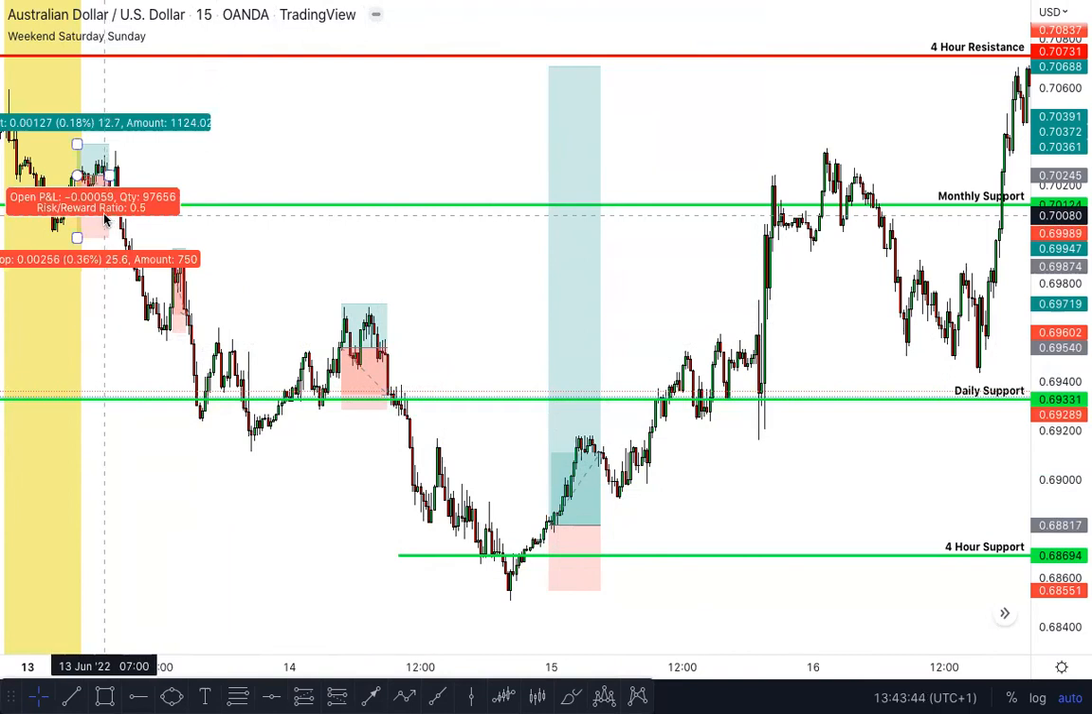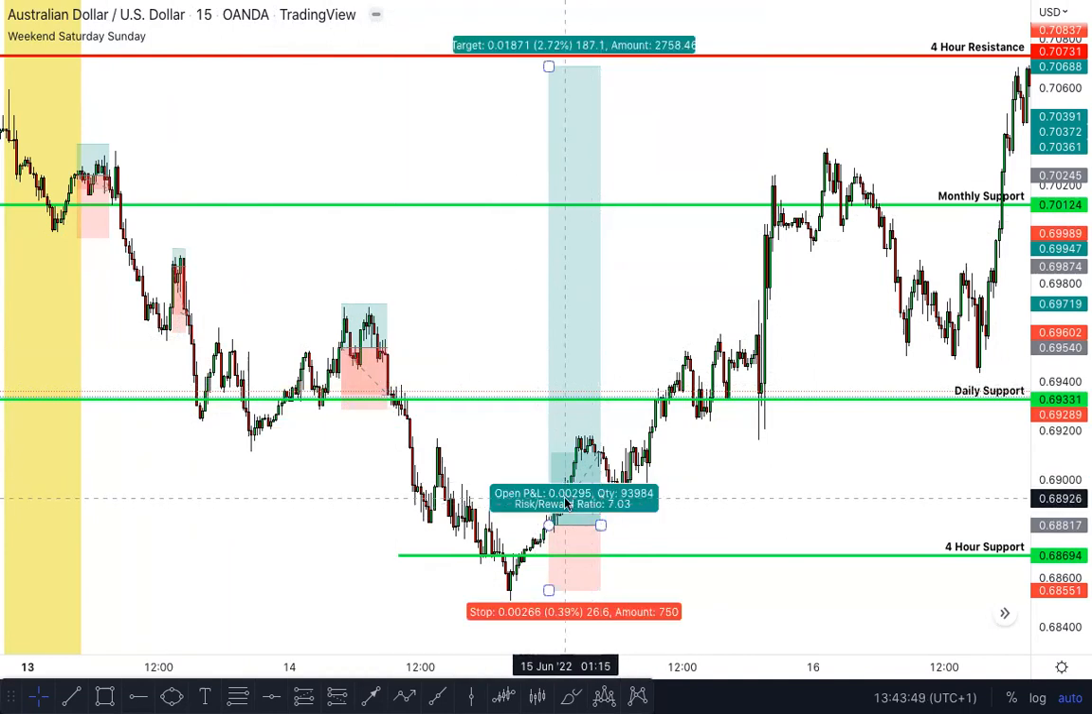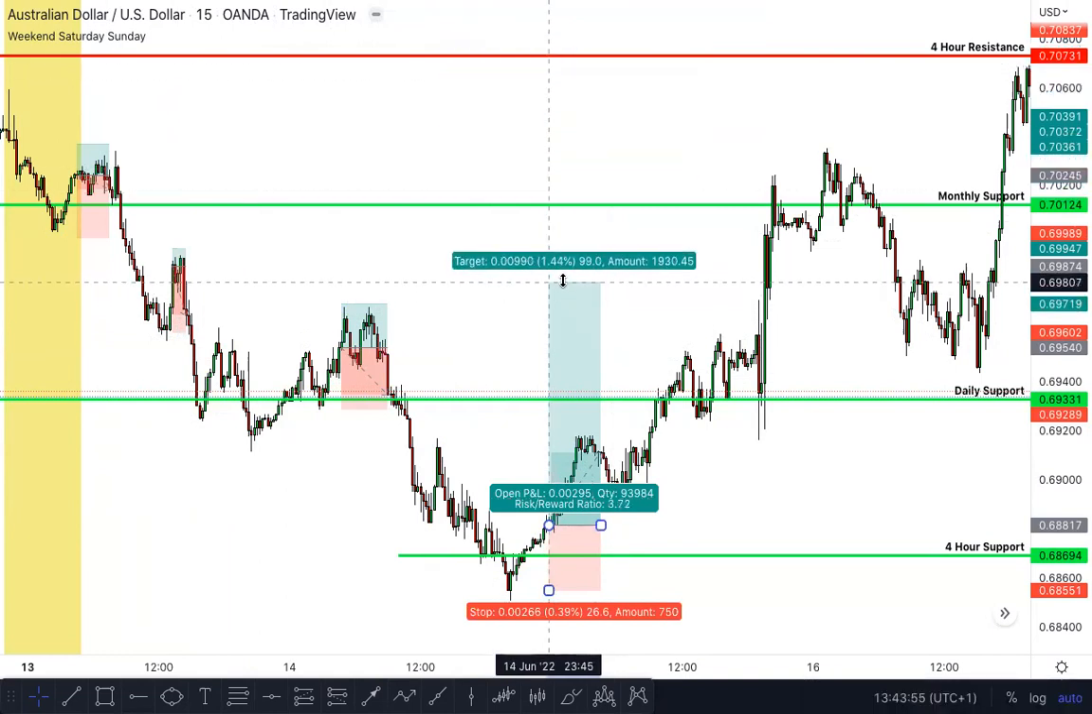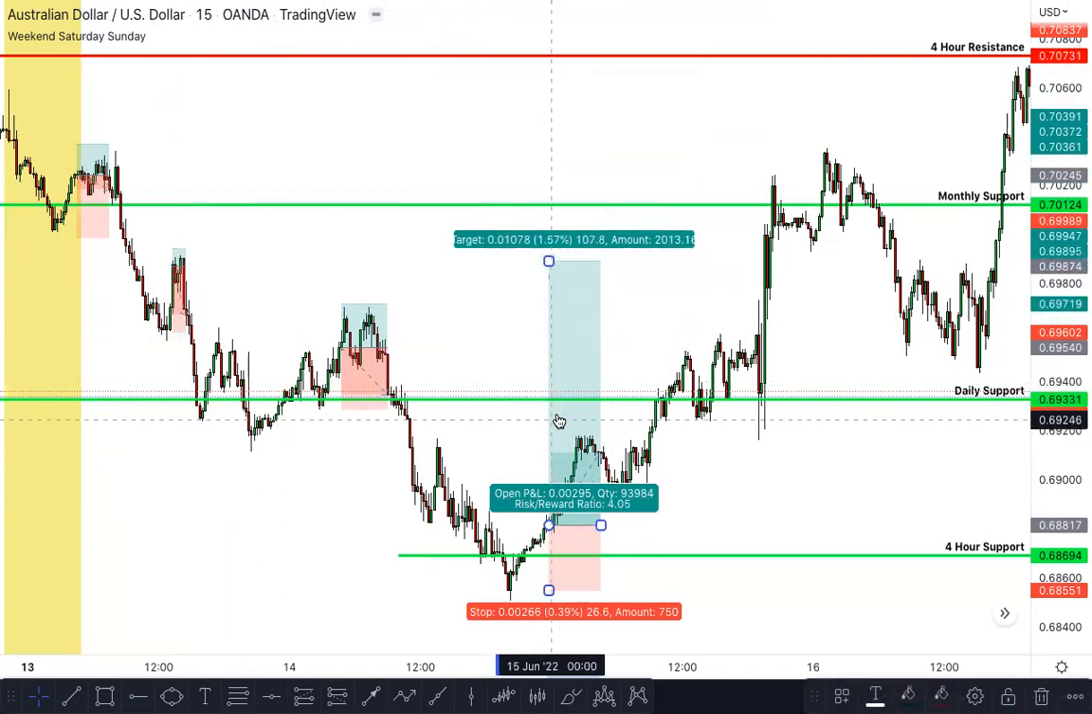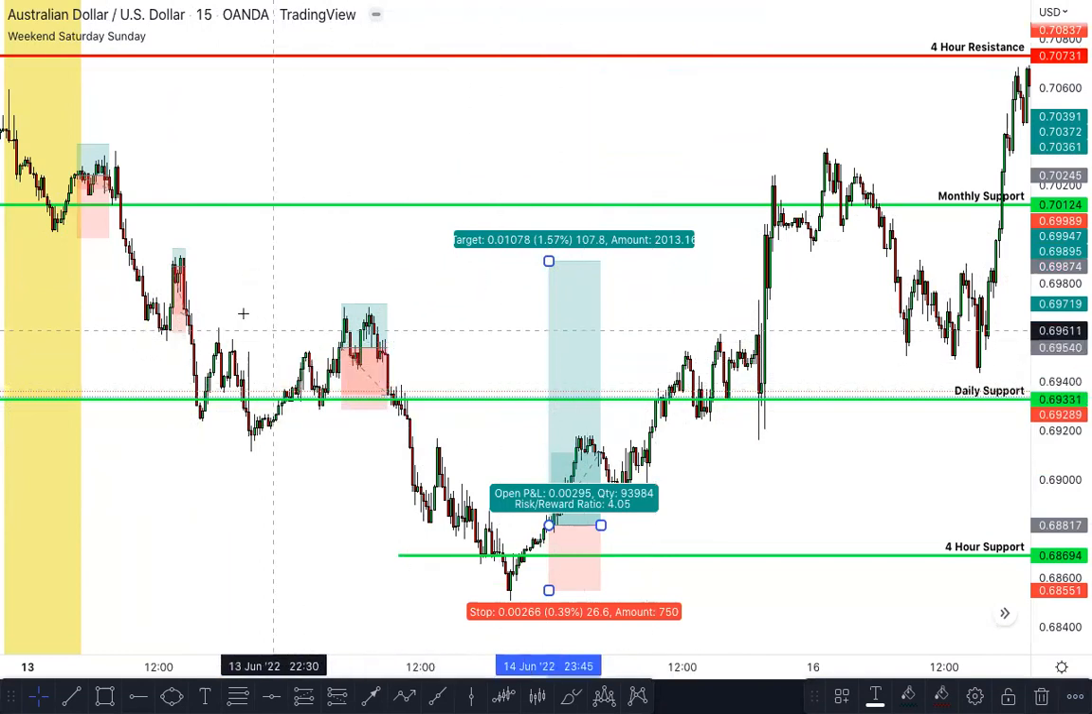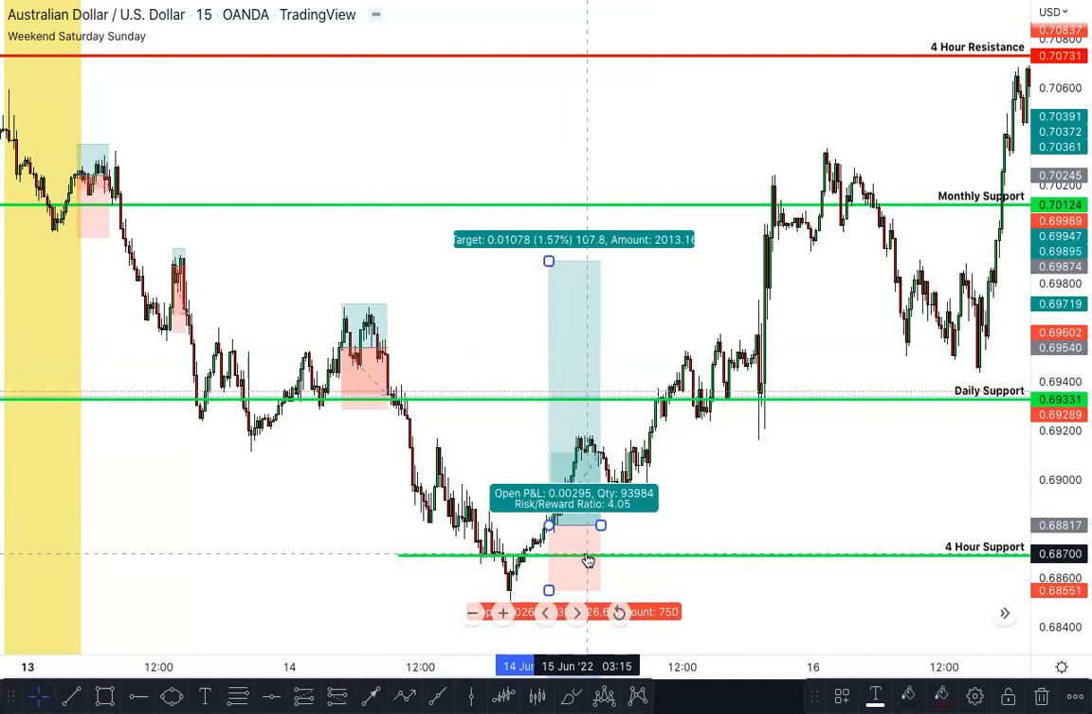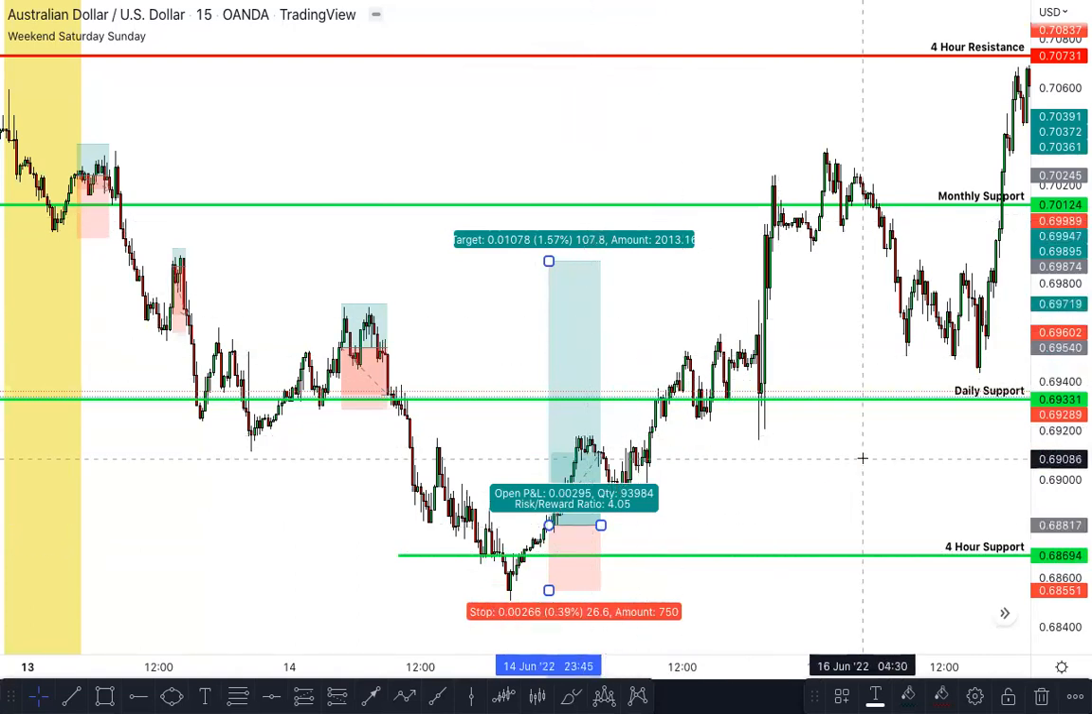You had a loser, a loser, a loser. So you've lost 3 times in a row, but now you've won. This winner is much bigger than a 1 to 4. And even if it was set as a 1 to 4, how much in profit would you be if you've lost 3 trades, but you won this trade by 1 to 4? How much would you be in profit by?